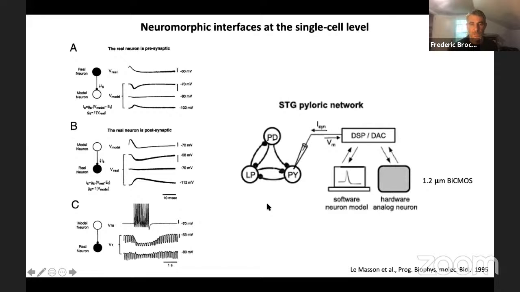So looking at those small networks and dissecting every single conductance of those neurons, they looked at the influence of those different conductances on the bursting of each neuron and on the general rhythms of the network itself. So that's a very powerful technique that was starting to be used.